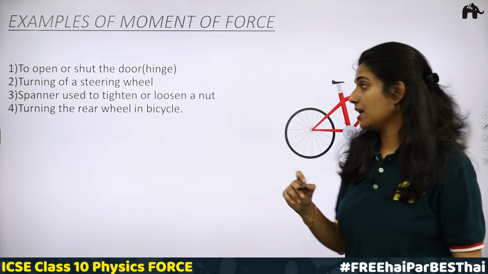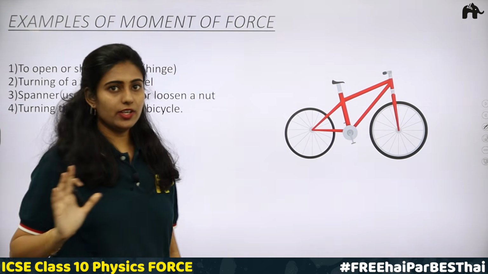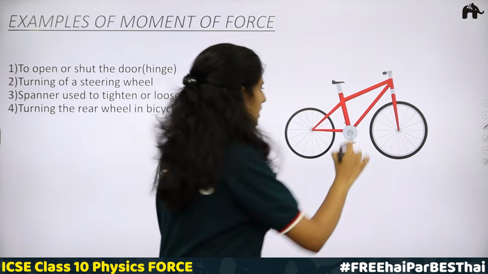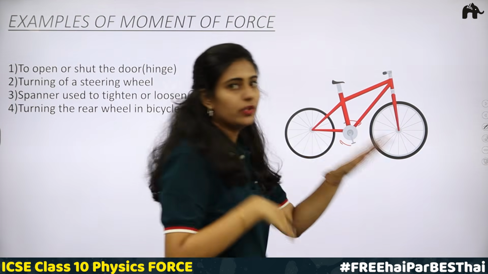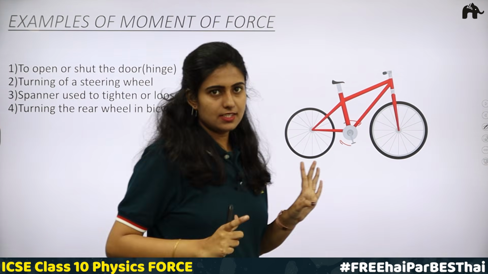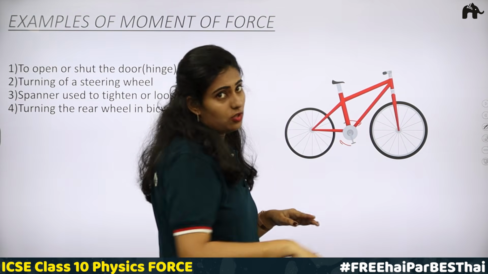Fourth example is turning the rear wheel in a bicycle. In a bicycle, what are we doing? We are applying force. We are pedaling, right? While pedaling, you are applying force. That is, the pedal will be moving in clockwise. Here, in this case, the cycle is kept in this direction, which means it is moving in the clockwise direction. The pedal is moving in the clockwise direction.